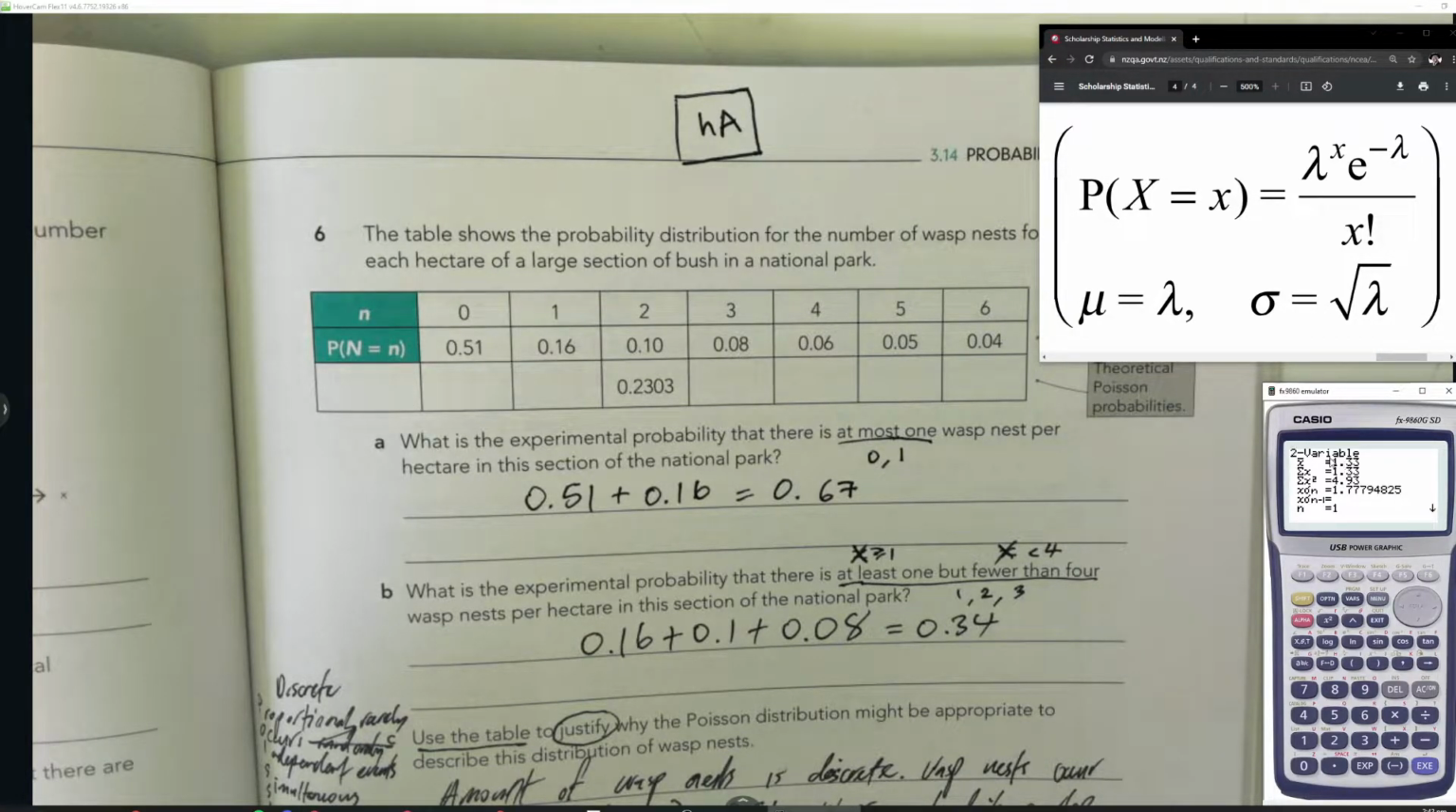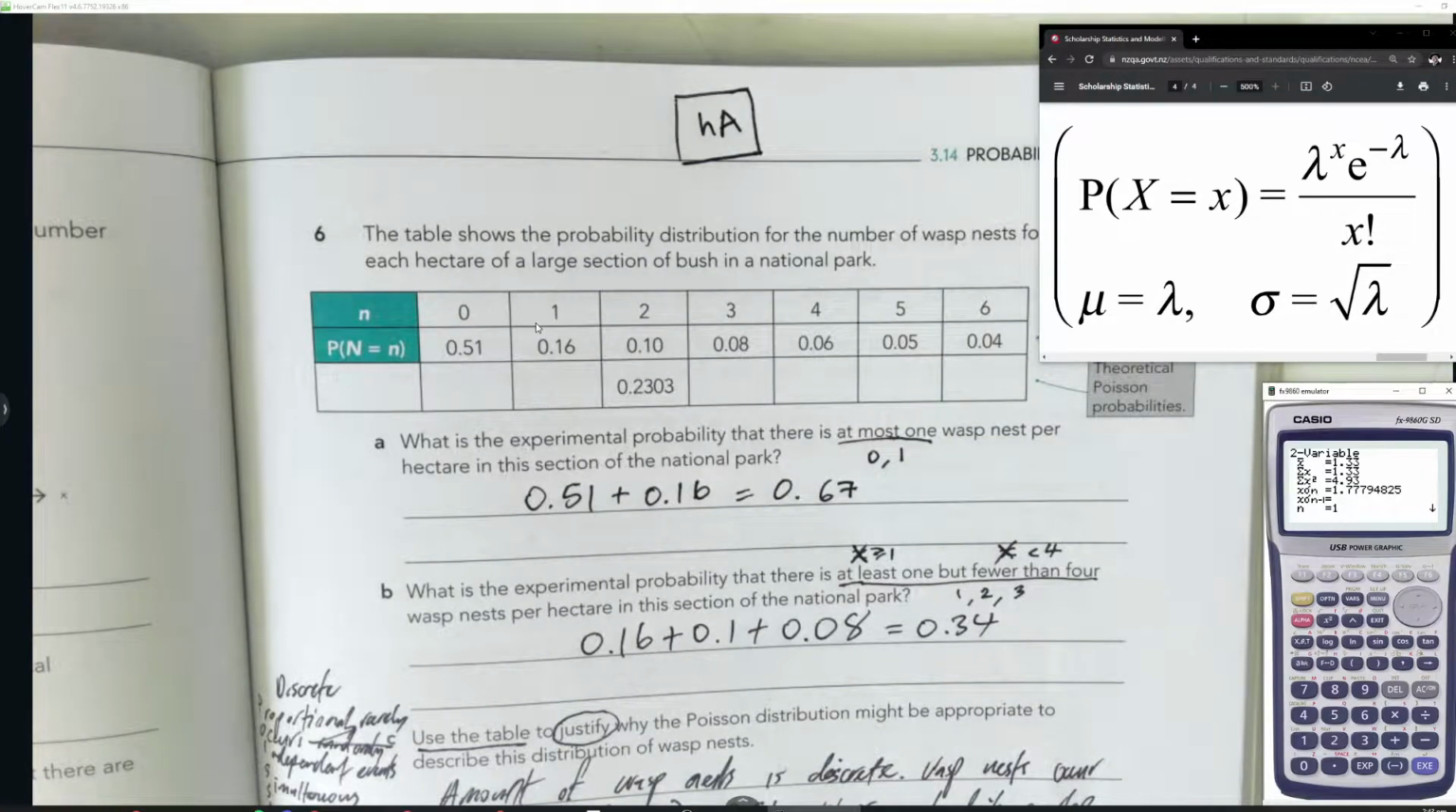Yeah, x bar 1.33. Yes, that looks about right. The reason it looks about right is because the number is going to be something close to 0, because 0 is our most occurring. But this 6 is going to drag that number up a bit. So that seems about right. The other way to work this out is I could go 0 times 0.51 plus 1 times 0.16 plus 2 times 0.1 plus 3 times and so on. And so that's looking good.